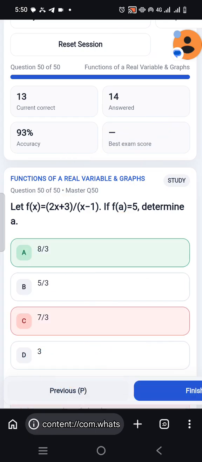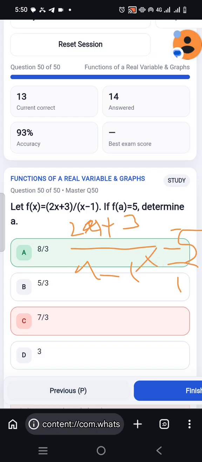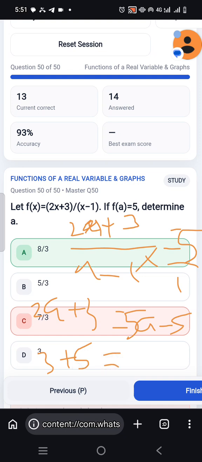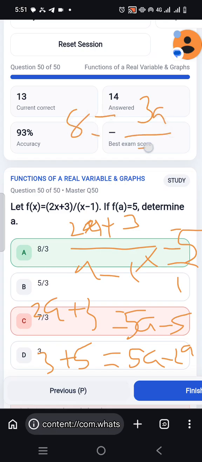Of course, maybe there's an error somewhere. Let me cross check again. So 2A plus 3 all over A minus 1 is equal to 5 all over 1. Then I cross multiply. That is 2A plus 3 is the same thing as 5A minus 5. Then I take 5 to the other side. Okay, this is 3. So 3 plus 5 was supposed to give me 8. Then 5A minus 2A will give me 3A. Then 3 plus 5 is 8. Then I divide both sides by 3. So A is actually 8 over 3, not 7 over 3.